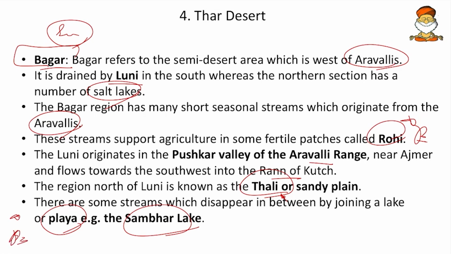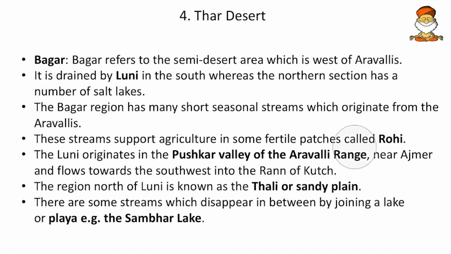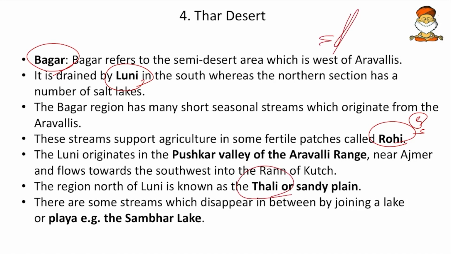So friends, here what are the things we need to remember when we discuss the Thar Desert? So first is that we remember the Bagar. Bagar means the semi-arid region, and then the ephemeral rivers like the Luni, and then the Rohi, the agricultural lands where the rivers draining from Aravalli irrigate that region. And then the Tali or the sandy plain, very next to Aravallis. Okay, so we have the Tali or the sandy plain, and some of the Playa basins are the Sambar lake, like lakes, salt lakes. So all these are keywords we remember here.